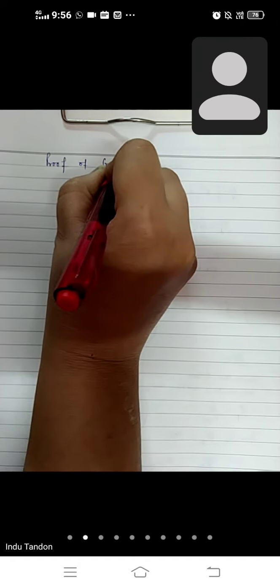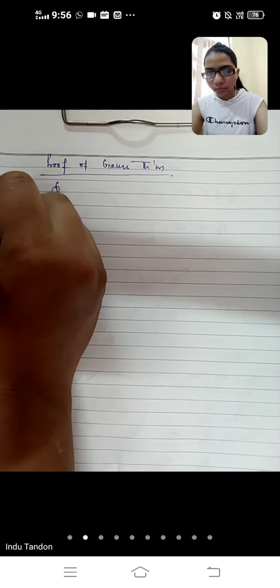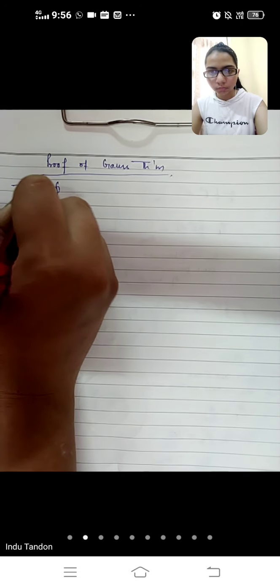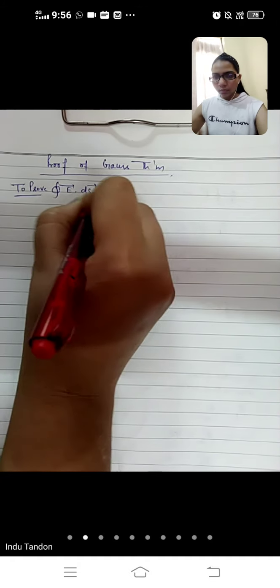Very important proof of Gauss theorem. We want to prove Gauss theorem, right? We want to prove E dot ds is equal to Q by epsilon naught. How will we do the proof?